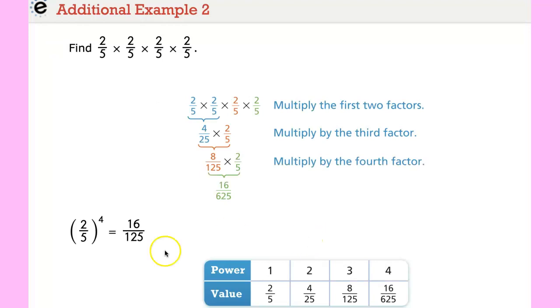And if you got your answer 16 over 25, you are correct. So 2 times 2 times 2 times 2 is 16. And 5 times 5 is 25, times 5 is 125, times 5. So you got 125. 16 over 125.